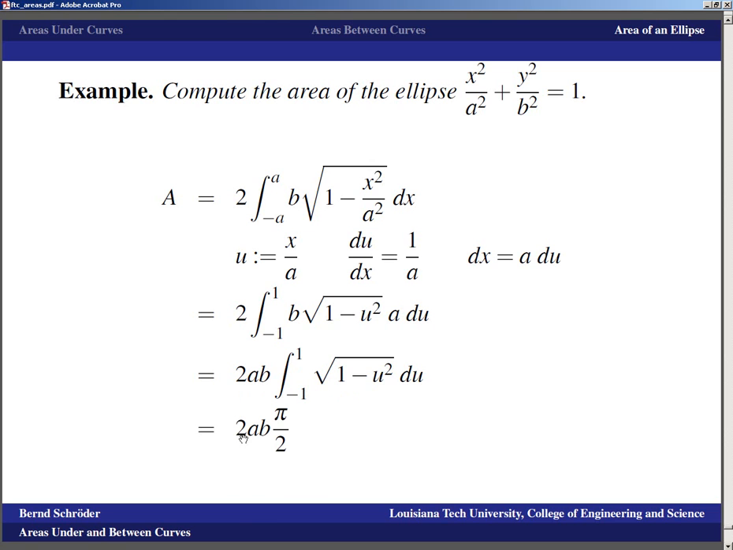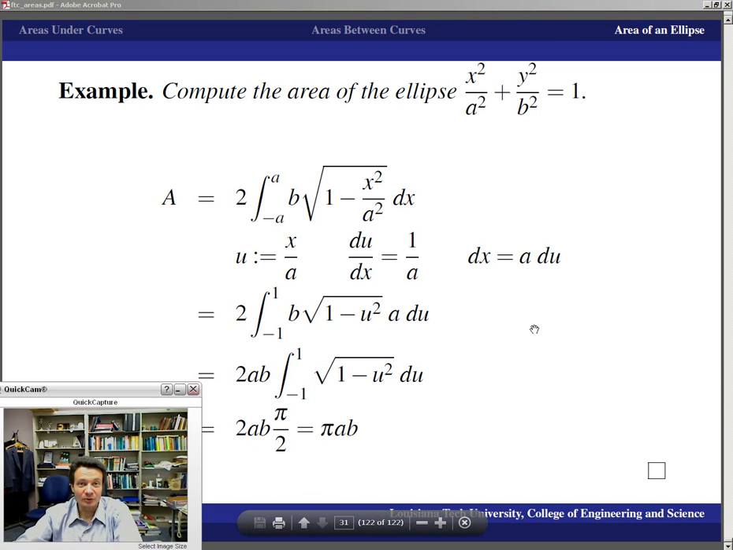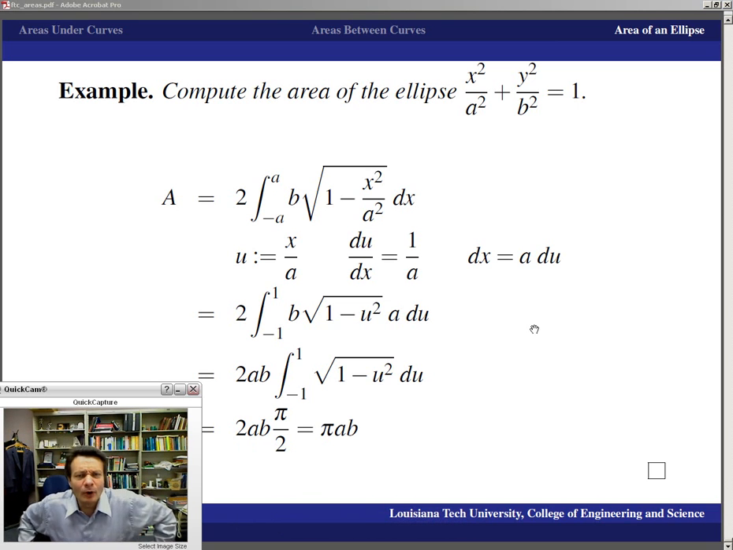So this ends up being 2ab times pi halves, and that's pi times ab, and that in some ways is a rather beautiful and natural formula, because what else should the area of an ellipse be, right? When you've got a circle, then a is equal to b is equal to r. You've got the same radius, and the area is pi r squared. Well, it makes sense that the area of an ellipse ought to be pi times a times b, pi times the radius in the x direction times the radius in the y direction.